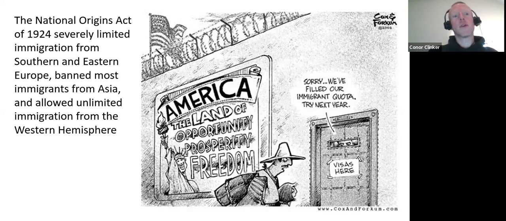And unrestricted immigration from the Western Hemisphere, the rest of the Western Hemisphere south of the United States, as you know, is primarily non-white. So if this law is primarily motivated by white supremacy, you wouldn't have unlimited immigration from south of the border, right? That doesn't really fit. So it's a little more complex than that.